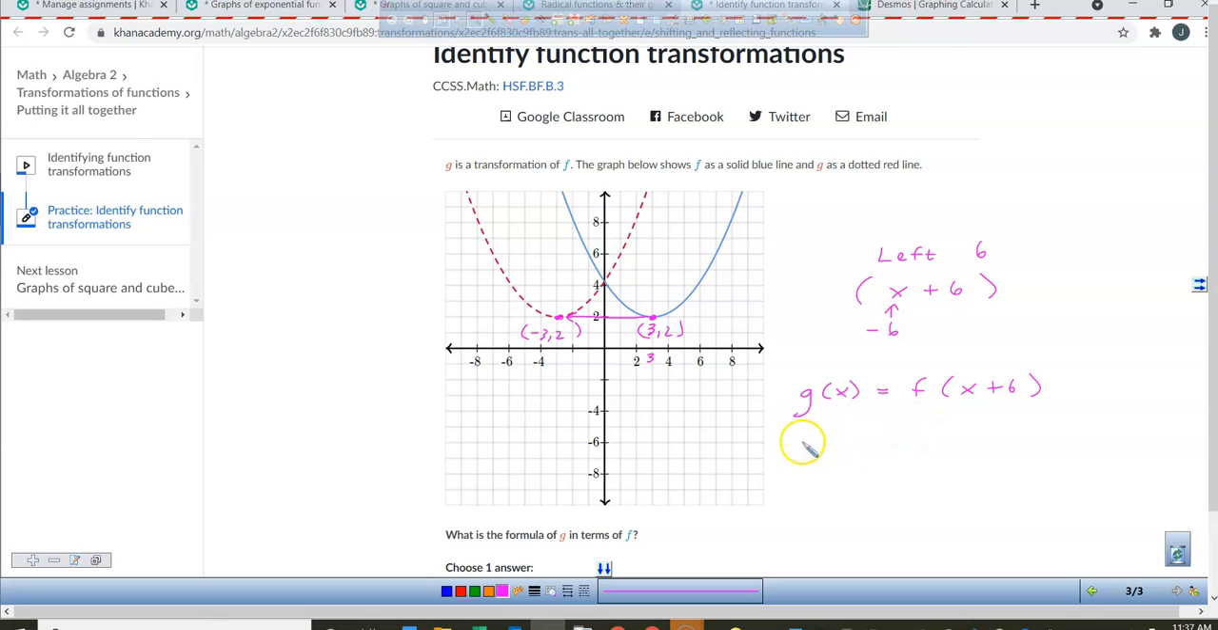If I wanted to do 6 units right, what would I write? F parentheses, x minus 6. That would be 6 units to the right. So we're looking for this one. Okay.